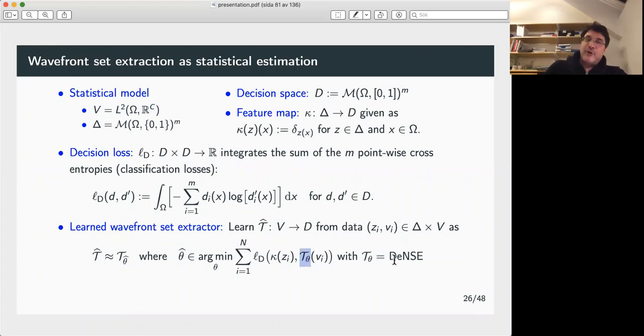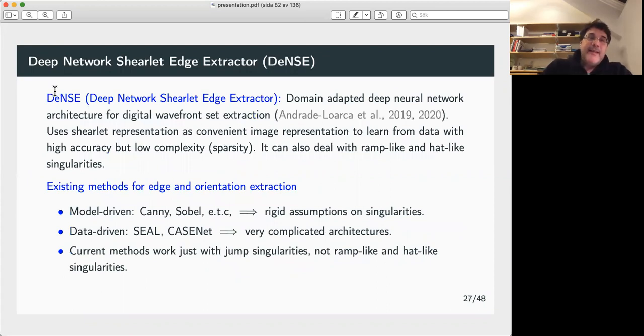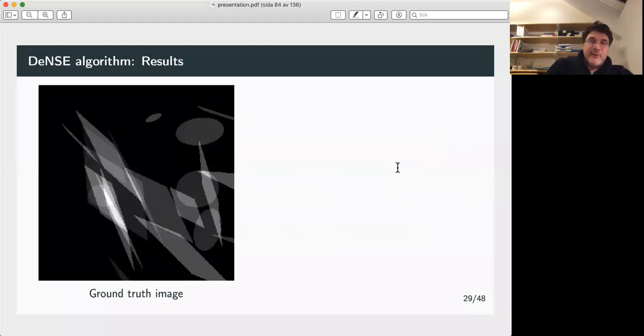But then what is the parameterization I'm going to use, which is adapted for this domain? Well, that's going to turn out to be, I'm going to call it DeNSE. I have no time to go through that. It is a deep neural network which is specifically adapted for this task of recovering this type of probability distribution of wavefront sets. I just have to do some hand waving and refer to the peer-reviewed papers that describe this. But the important part is, let's see how this thing performs.